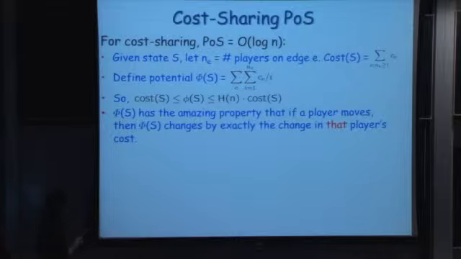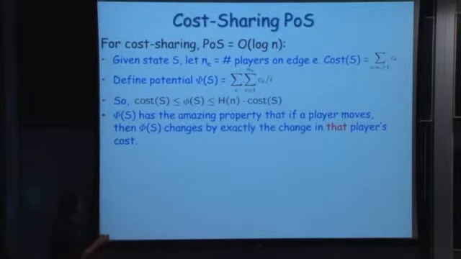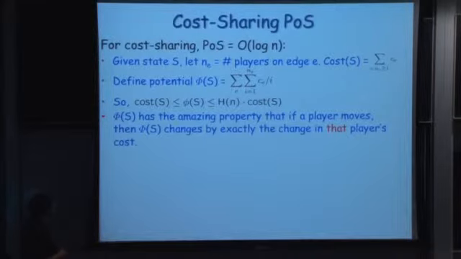This thing has the amazing property that it's an exact potential. It has the amazing property that if a player moves, this thing changes by exactly the change in that player's cost. And that's what it means to be an exact potential. You can kind of see that by staring at it. I don't have enough time to really go through it here, but I claim that if you spend 20 minutes staring at this thing, and you ask what happens if one player moves from something else, how much did their cost change, and you look at how this thing changes, it changes by exactly the amount that their cost changes, which is sort of an amazing thing. And that's what makes this an exact potential.